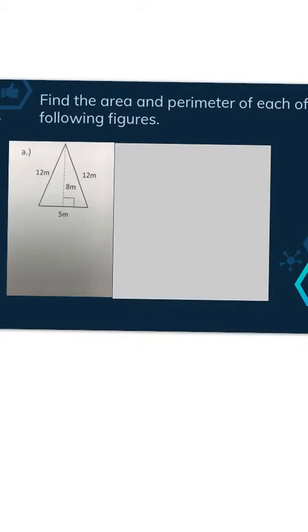For letters A through D, you're going to find the area and perimeter of each of the following figures. Remember that in a triangle, area equals 1/2 base times height. So you need to find your base and your height and just plug them in. Your base is the 5 meters, and it makes the right angle with the dotted line, the height, which is 8 meters.